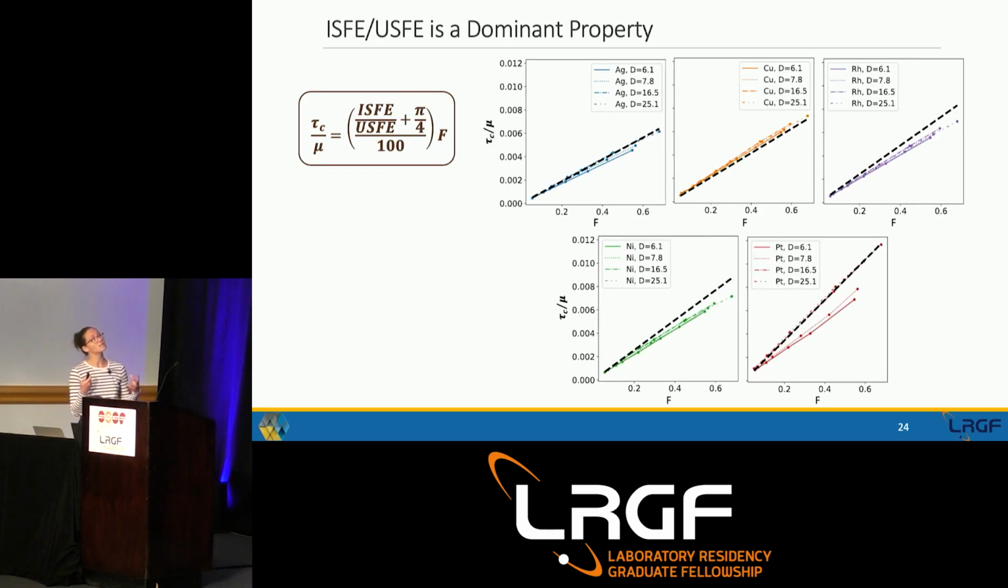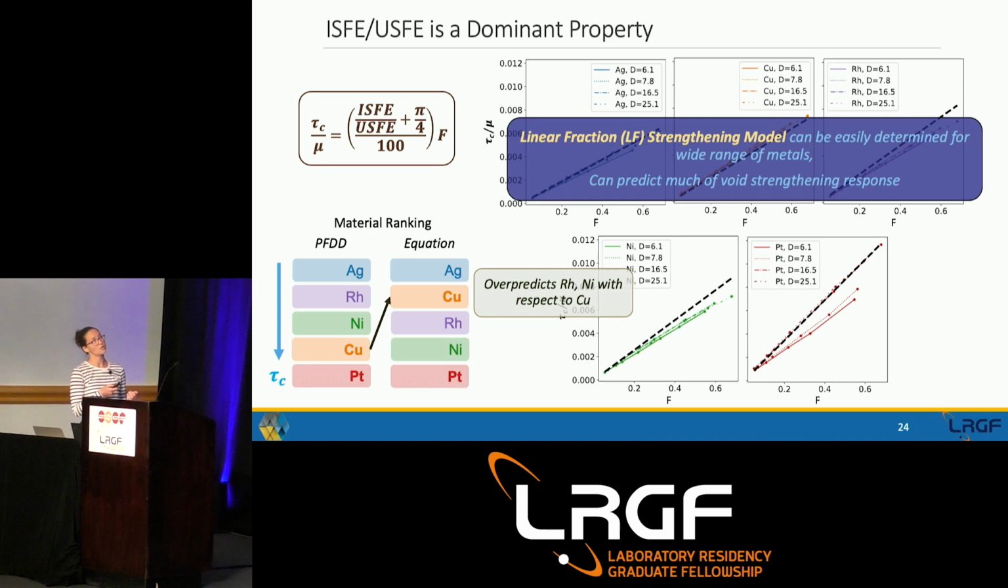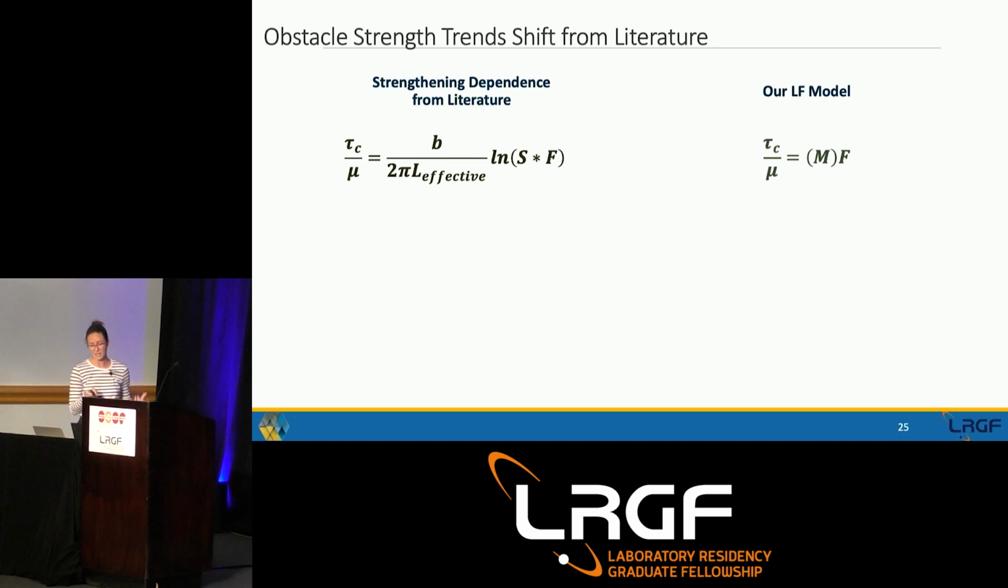So we can actually fit a scaling model to this. This is our linear fraction model, where if we have our slope be just related to that stacking fault energy parameter, relating back to that gamma surface, then we can have very nice agreement with all 5 materials. And I also want to point out that this stacking fault parameter is very easily found for a wide range of materials. So this is a really applicable model. It also decently predicts our material rankings, material strength in relation to each other. So this linear fraction model that we've determined is very applicable and very useful.